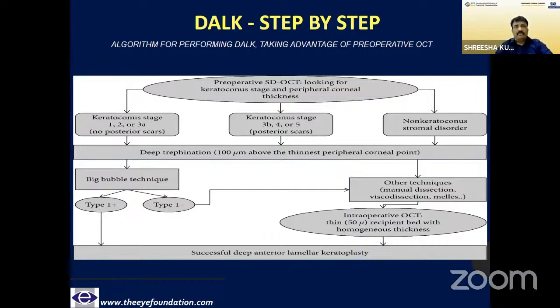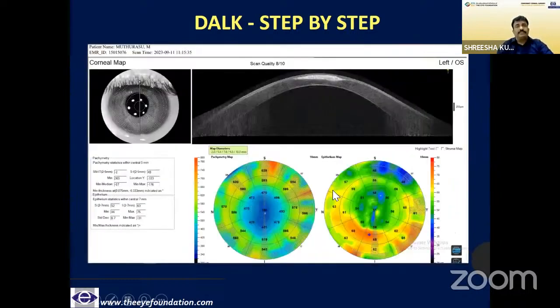This is the algorithm for performing DALK, taking advantage of preoperative OCT. Clearly, up to stage 3A, where there are no posterior scars, we can safely go ahead with the big bubble technique. And beyond that, at 3B, 4, and 5B stage, we can go ahead and do a manual DALK. You can even use intraoperative OCT and check whether you can safely go ahead with the surgical procedure.